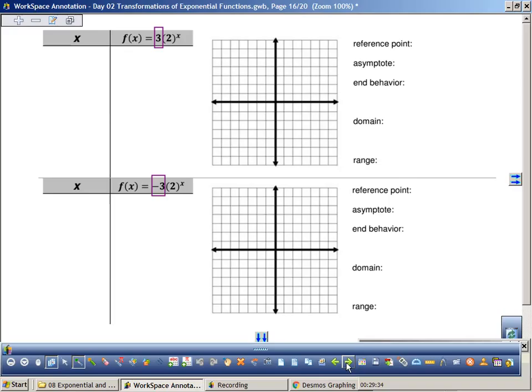The only thing, guys, the only thing I want you filling out over here is the asymptote and the reference point. You have 2 reference points.